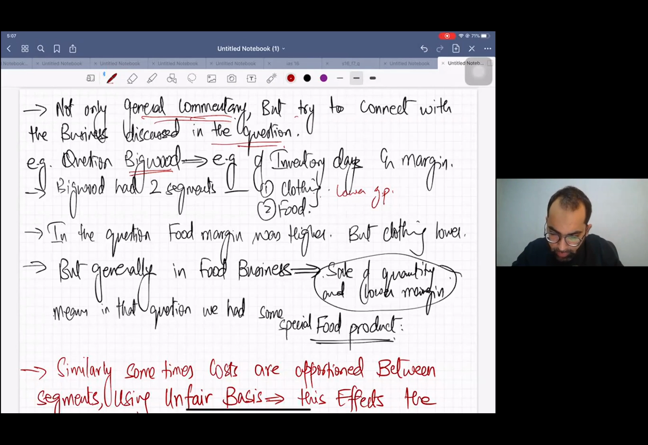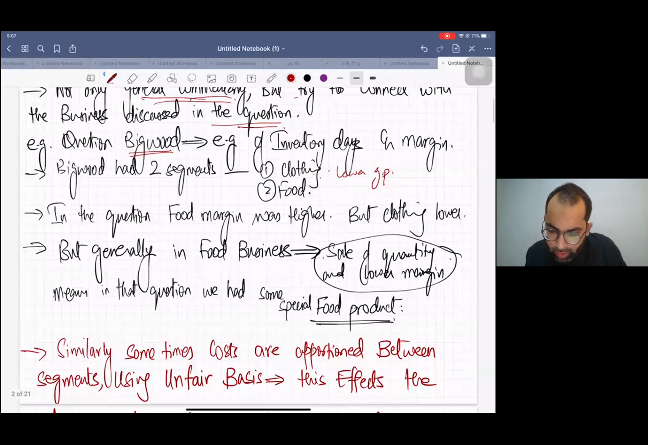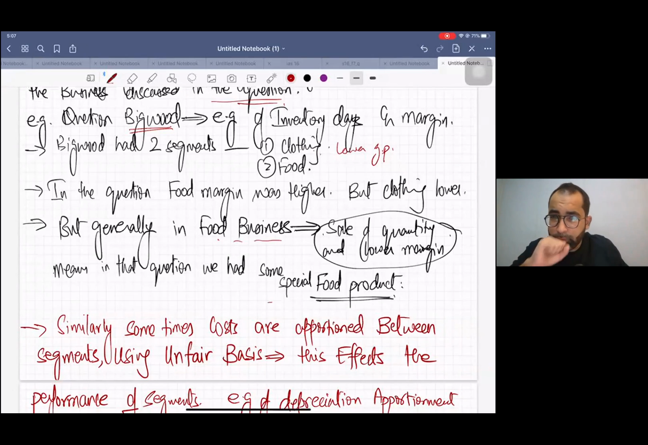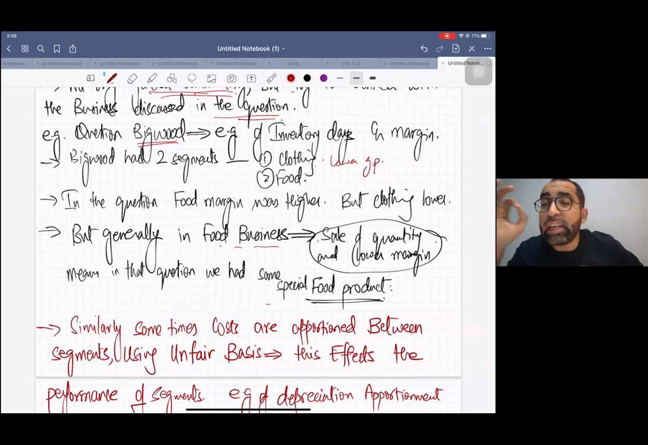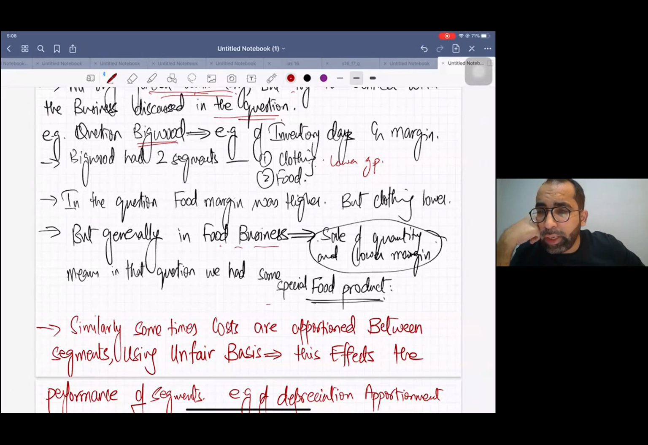Generally in the food business, sales of quantity and lower margin. One more thing with the food business, look at me very carefully. Food is a perishable item. So for a food business, normally inventory days should be lower. Inventory days or inventory holding period should be lower because food is a perishable good. Are you getting?